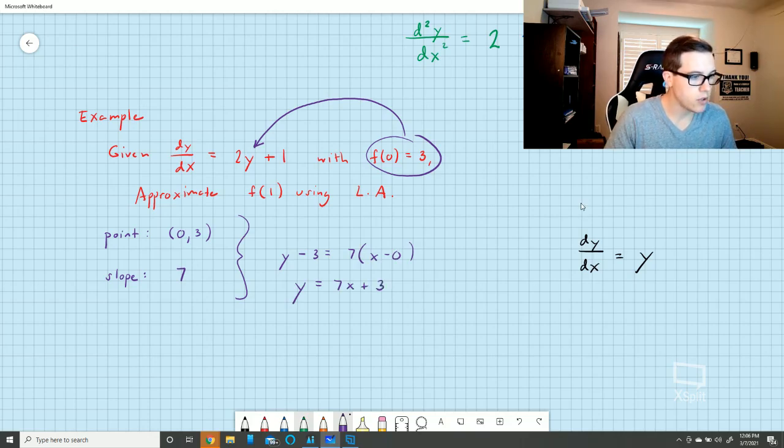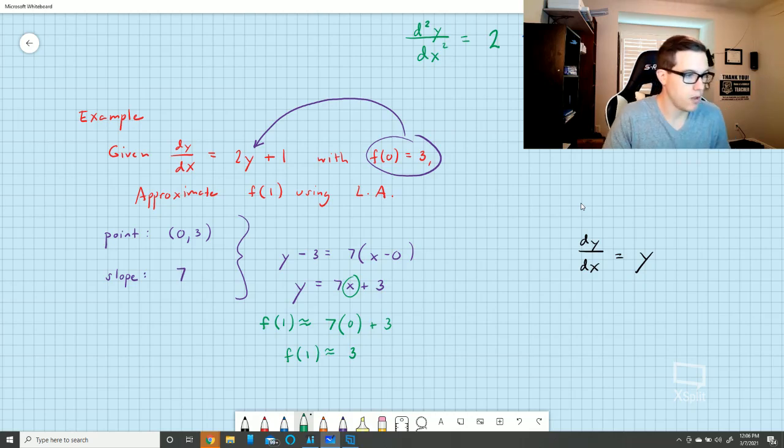So now, to approximate f of 1, we're going to use the tangent line. 7 times, this is still an x though in the tangent line. So now the x gets plugged in, plus 3, and f of 1 is approximately 3, which was kind of a stupid approximation because it just happened to be the same coordinate, but that's fine, because then we could continue on and we could approximate f of 2 and so on.